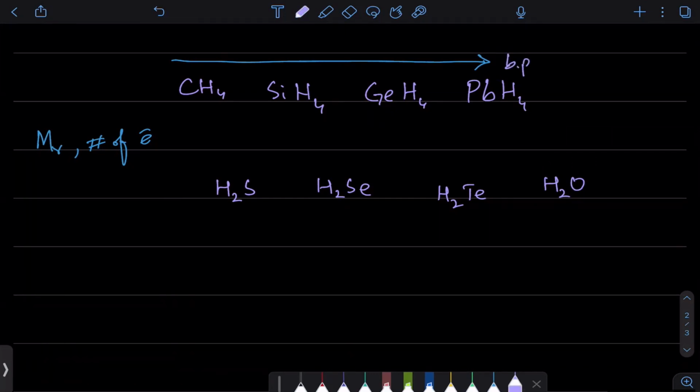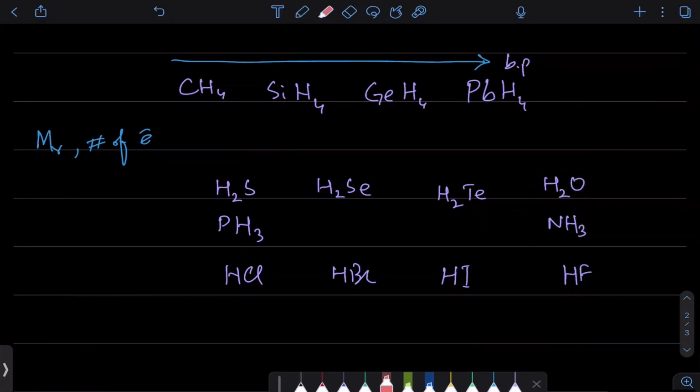Okay, let's try it for group 5. So group 5 has NH3, PH3, and the rest of them, whatever they form. Turns out NH3 has the highest boiling point in all of them. Let's try group 7, or 17. You have HF, HCl, HBr, HI. Turns out HF has the highest boiling point. Highest boiling points. No, there is something very interesting going on here.